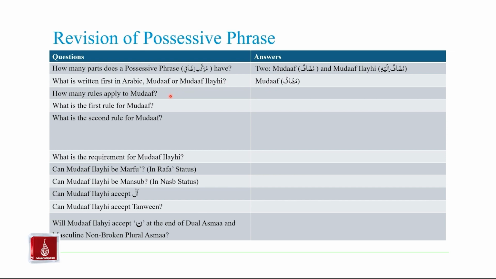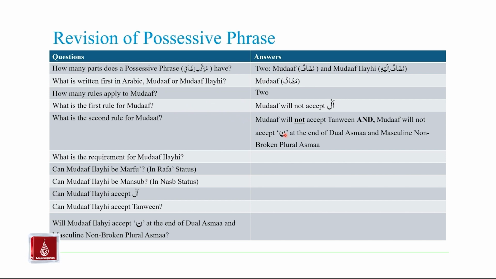How many rules apply to mudaf? 2. What is the first rule for mudaf? Mudaf will not accept al. What is the second rule for mudaf? Mudaf will not accept tanween and mudaf will not accept noon at the end of dual asma that end in ani, aini, and masculine non-broken plural asma that end in una, ina sounds. What is the requirement for mudaf ilay? Mudaf ilay will always be majroor. It will always be in the jar status.